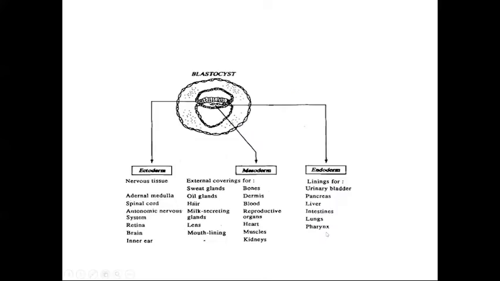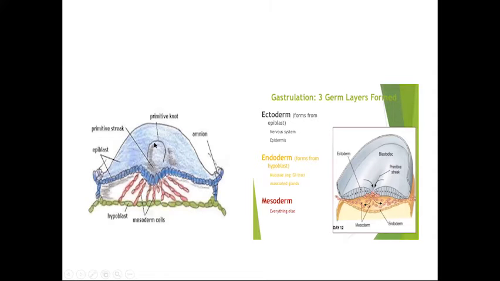If you see this picture, you can see again the primitive node, streak, and the cells. It's a diagrammatic picture representing what is going inwards. Then you can see three layers are going to form. The ectoderm forms from the epiblast. You see the nervous system, and because that's going to be on the outer side, this is going to be the epidermis. Endoderm forms from the hypoblast, which is going to be the gut cells or the organs, and mesoderm is going to be everything else, the rest of the structure.